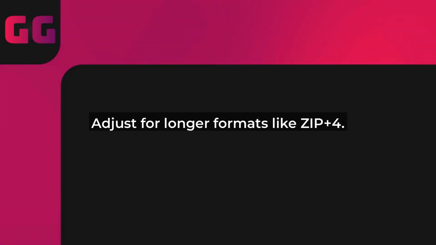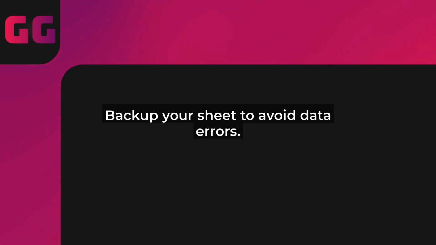There you have it. Formatting numbers as zip codes in Google Sheets is a breeze once you know how. This little trick can save you tons of time and prevent errors in your spreadsheets.